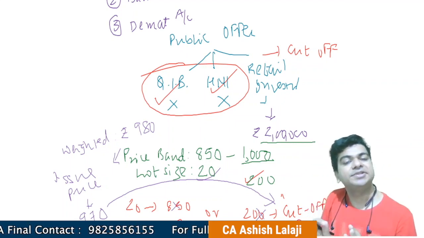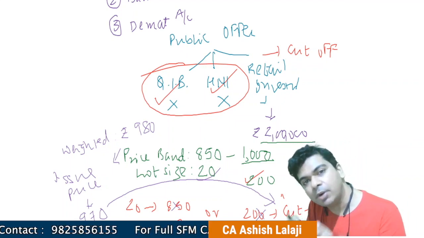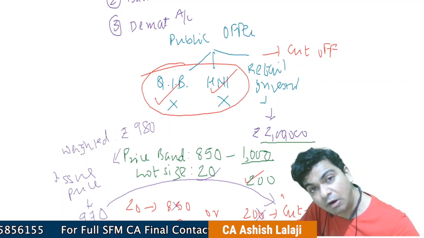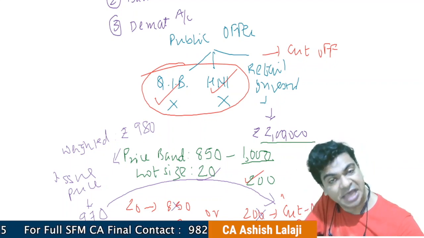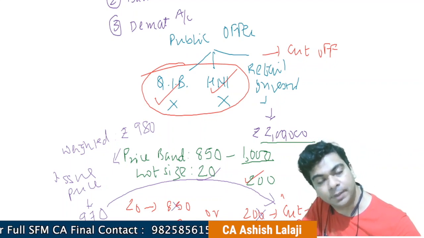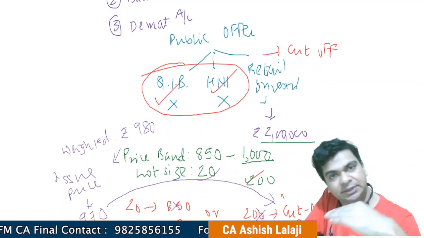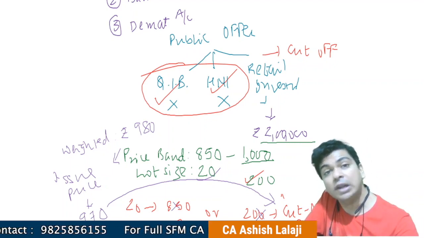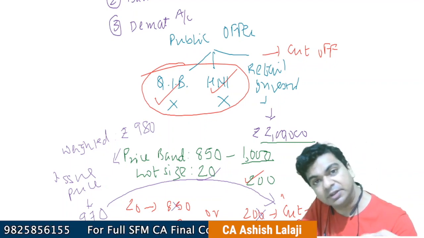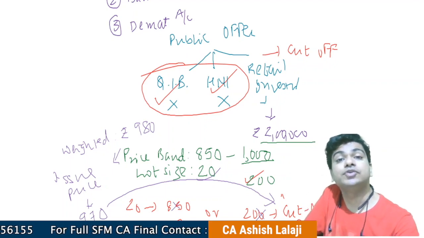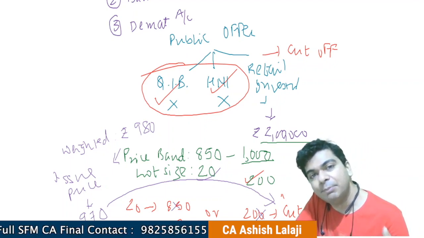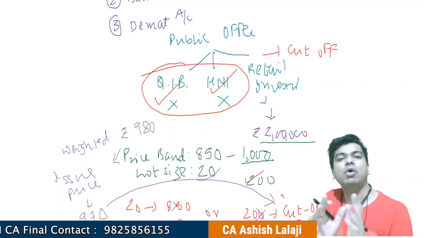As a retail investor, when I select cutoff price, I am relying on the collective wisdom of the qualified institutional bidders and the high net worth individuals. I think about the amount of information available to them, the kind of resources they have, and the kind of analysis they are in a position to do. I rely on that.